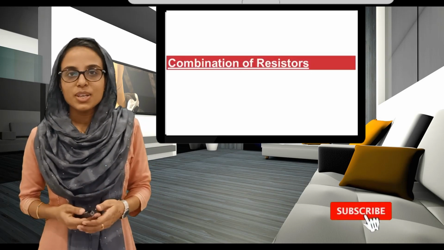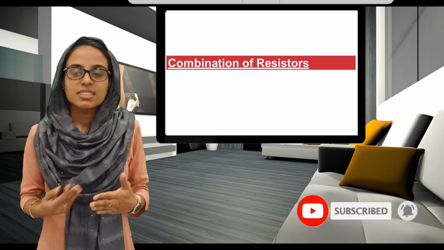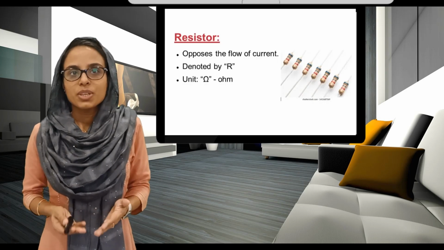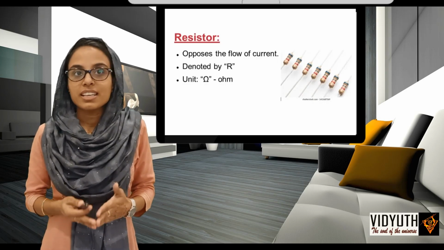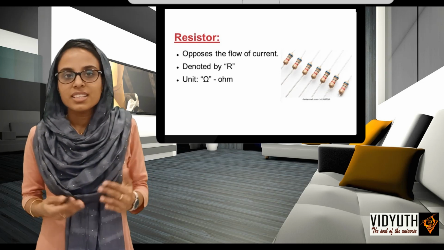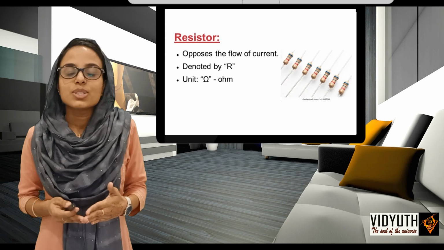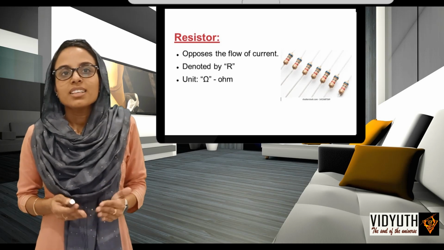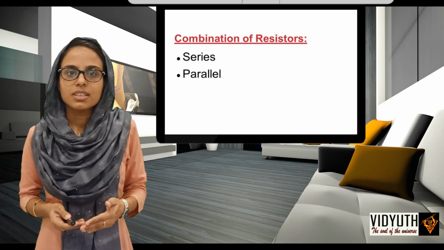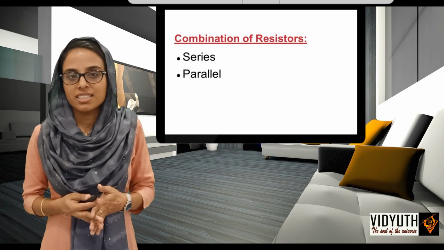ഇന്ന് നമ്മൾ ഡിസ്കസ് ചെയ്യുന്നത് കോമ്പിനേഷൻ ഓഫ് റെസിസ്റ്റേഴ്സ് ആണ്. കോമ്പിനേഷൻ ഓഫ് റെസിസ്റ്റേഴ്സ് ഡിസ്കസ് ചെയ്യുന്നതിന് മുന്നേ വാട്ട് ഈസ് എ റെസിസ്റ്റർ എന്ന് നമുക്ക് നോക്കാം. We know that resistor is an electrical element which opposes the flow of current. It is denoted by the letter R, and its unit is Ohm. And നമ്മൾ മെയിനായിട്ട് ഇന്ന് ഡിസ്കസ് ചെയ്യുന്നത് what are the combination of resistors ആണ്. കോമ്പിനേഷൻ ഓഫ് റെസിസ്റ്റേഴ്സ് ഏതൊക്കെയാണ്? സീരീസ് ആൻഡ് പാരലൽ കണക്ഷൻ.